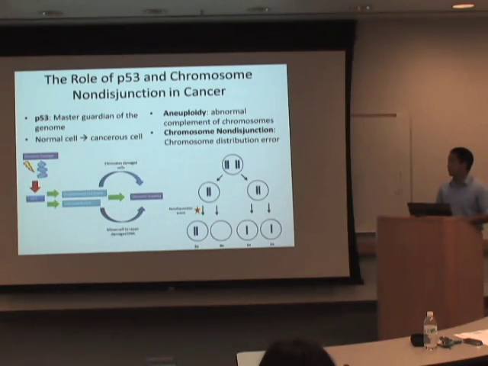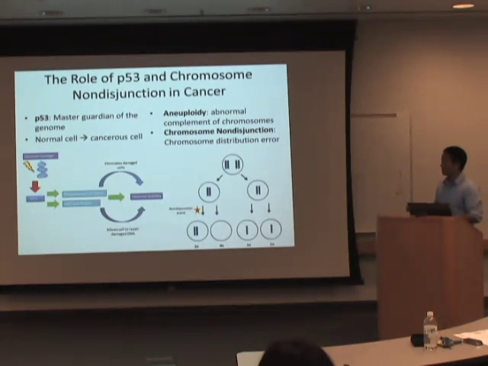However, a form of genomic instability and one of the hallmark features of cancer is aneuploidy, or an abnormal number of chromosomes. And there's a direct correlation between cells that display aneuploidy and cells that have an inactive or non-functional P53 tumor suppressor. And one of the ways that aneuploidy is achieved is through an event called chromosome non-disjunction, or basically improper segregation of chromosomes.